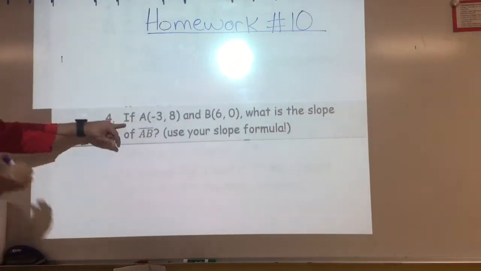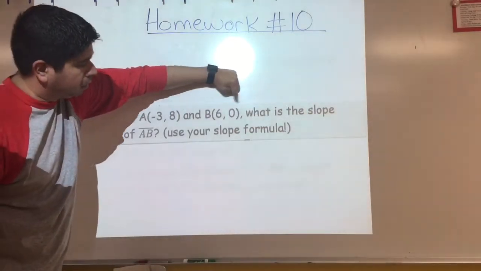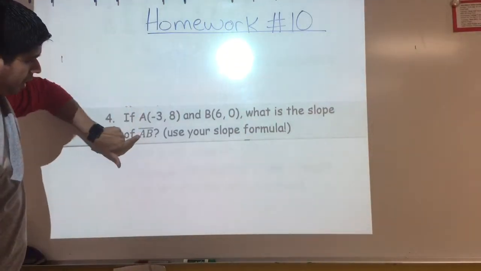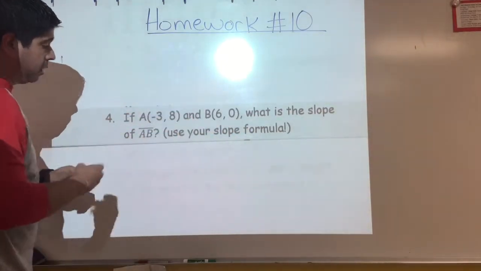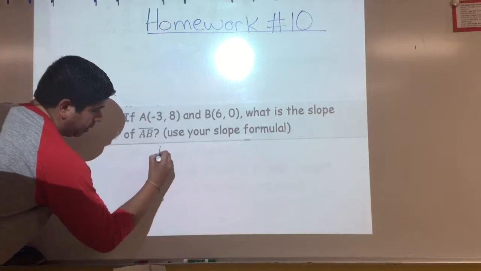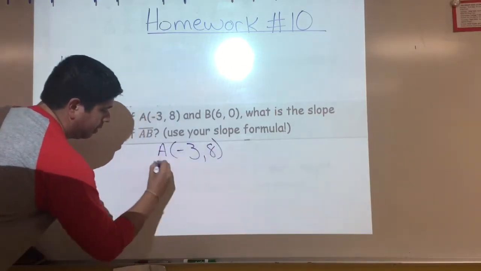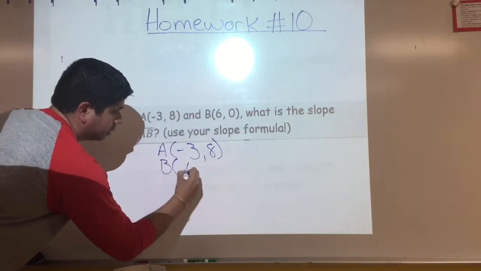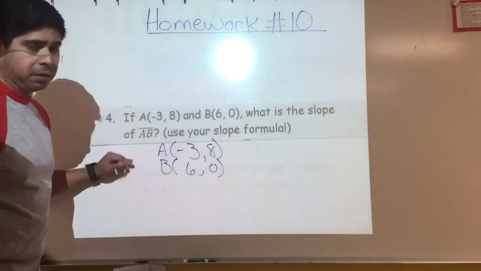Okay, number 4 says if A is (-3, 8) and B is (6, 0), what is the slope of line segment AB? And you have to use your slope formula. So we're given the 2 points already, okay? So I have A (-3, 8), and then B (6, 0). I'm just going to rewrite them one on top of the other, okay?